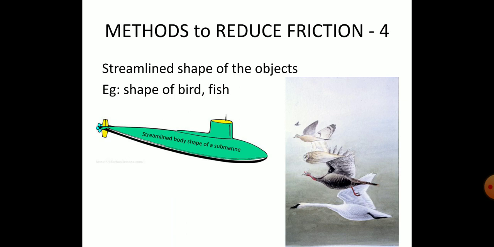Take the example of the fish. The shape of the fish is streamlined. The streamlined shape will reduce the friction when the fish swims. Same is the case for the bird. These are all occurring in nature. With that idea, we design our objects like aeroplanes, submarines, boats or ships such that they can reduce the friction with the shape itself. The shape of the object can reduce a certain amount of friction. So the streamlined shape of the objects will reduce the friction.